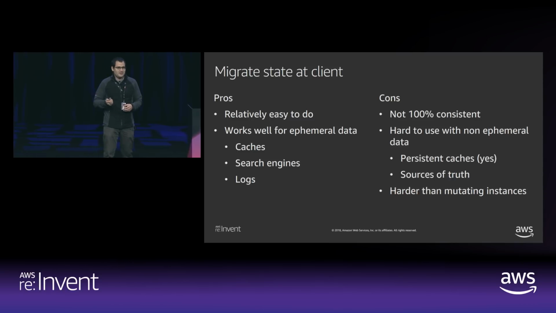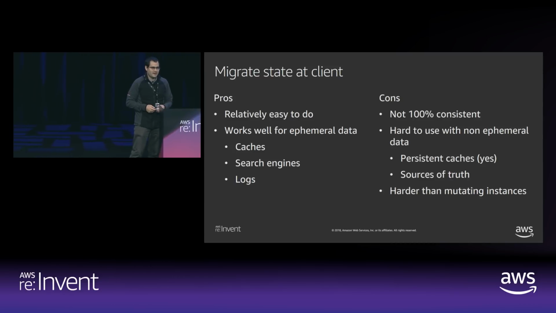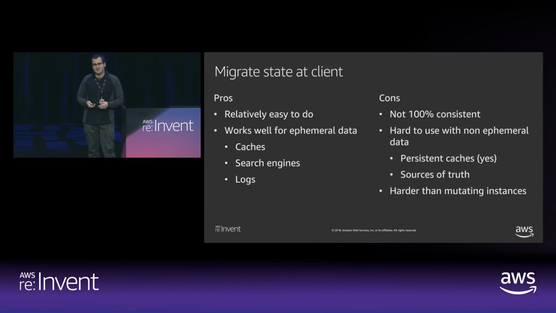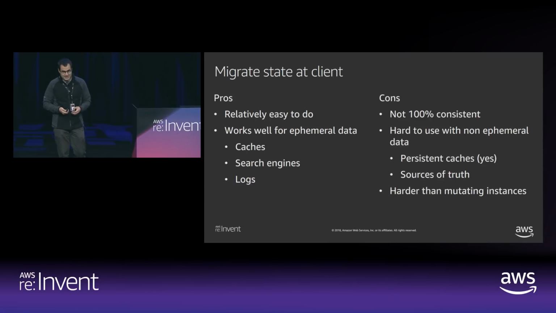But I'm curious, how many of you guys have caches where if the cache failed, your application would fail? A good number of you. I mean, it's absolutely true at Netflix as well. I call those persistent caches because if you lose that state, then your databases are going to have a bad day. And you can't really use this technique for that. Instead, what we have to do is the next strategy.